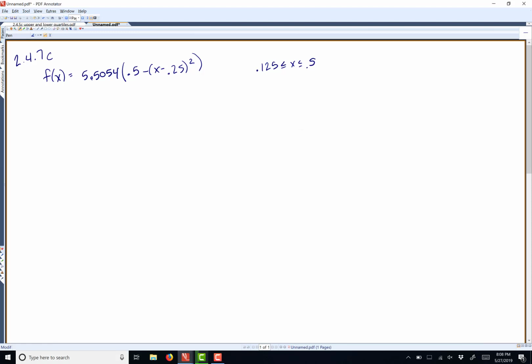So 2.4.7c, we're given a PDF f of x equals 5.504 times 0.5 minus the quantity x minus 0.25 squared for x between 0.125 and 0.5. And we're supposed to find the quartiles. So find the lower and upper quartiles.